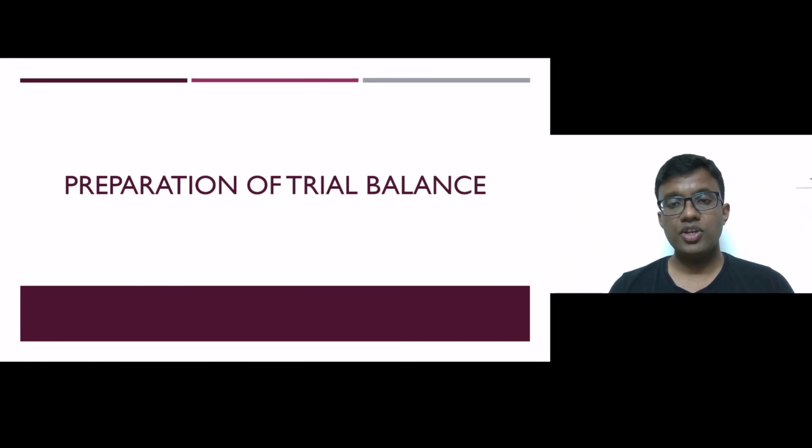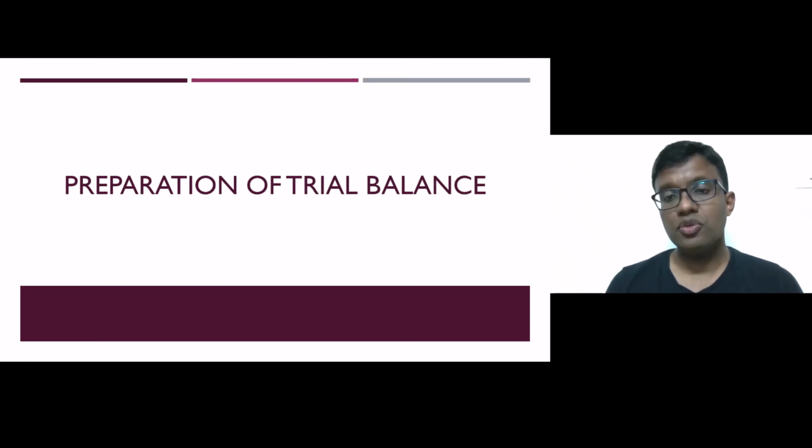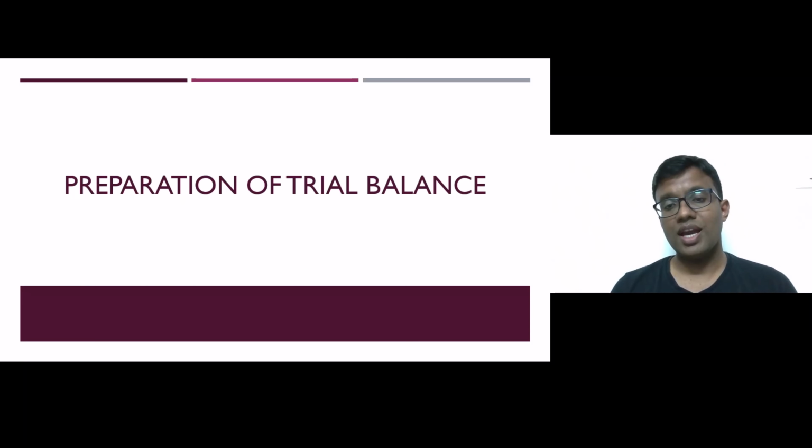In today's video, we would be discussing the preparation of trial balance. What we have learned so far is through the accounting process, we carry out recording, classifying, and then summarizing of transactions. We record transactions into books of accounts called journals, classify them into books of accounts called ledgers, and finally we go in for summarizing with the preparation of final accounts.